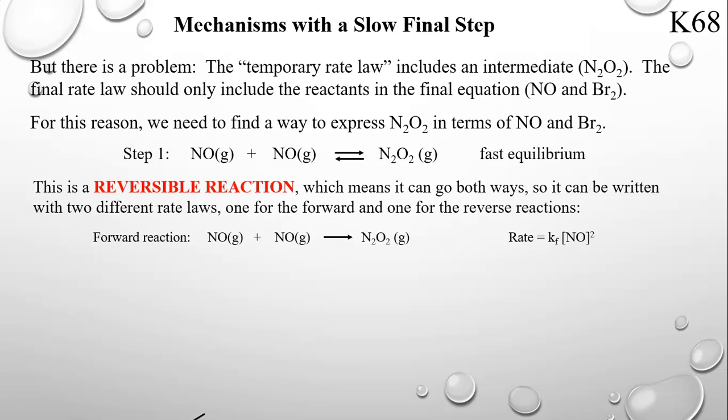Okay, now let's do it in the other direction. We just flip the equation around, so the N2O2 is on the left and the NO are on the right. So the way you would write that is the rate is k_r. That subscript is a little r for reverse, in the reverse direction. And that's simply going to equal the concentration of the only reactant you have in this reaction, which is N2O2. So you have two different rate laws for the forward and reverse.